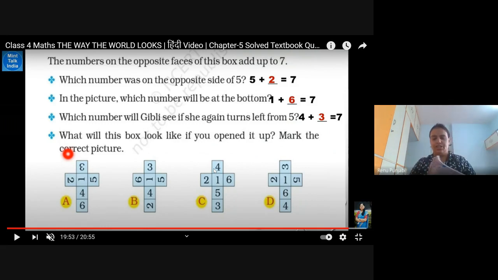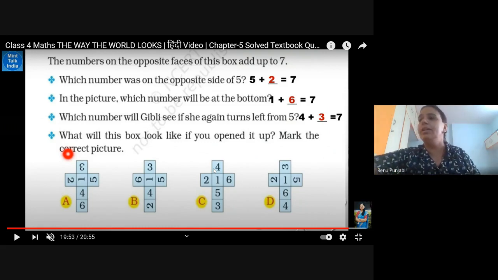Now how will we check which net of a cube is correct? Please pay attention here. I have also prepared a net. Let me take that net. Okay, not finding it right now.